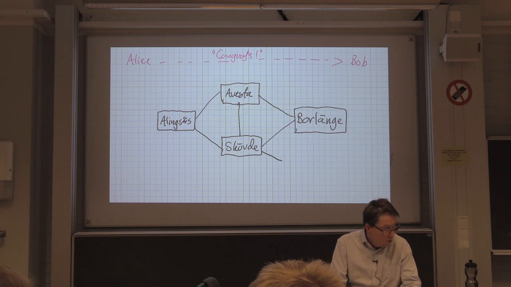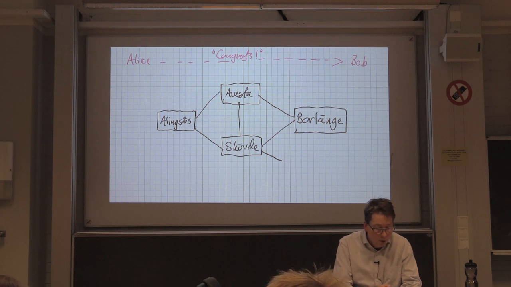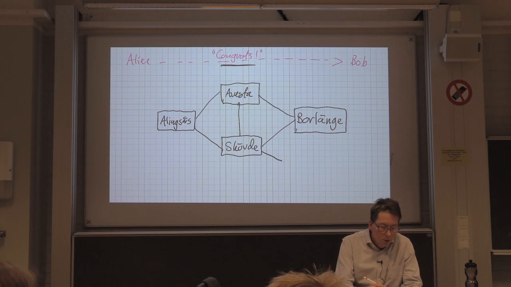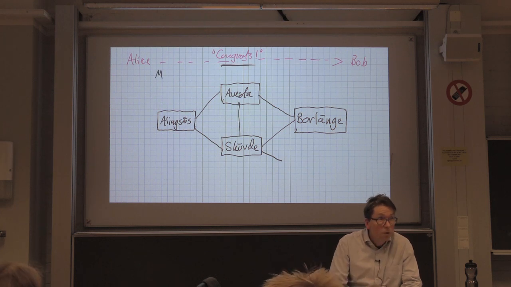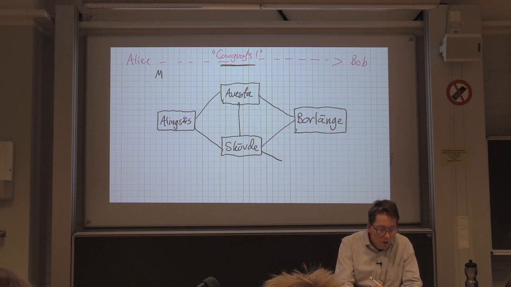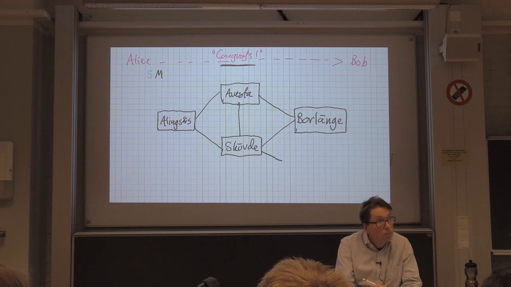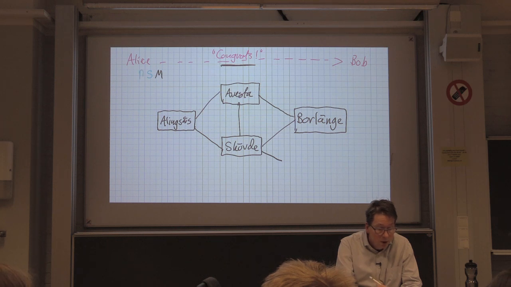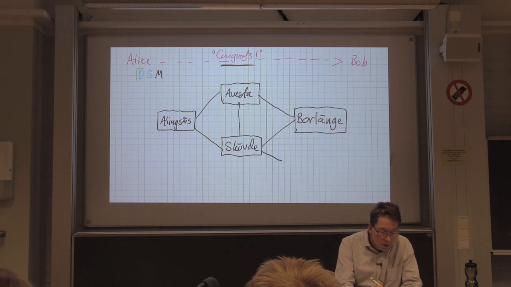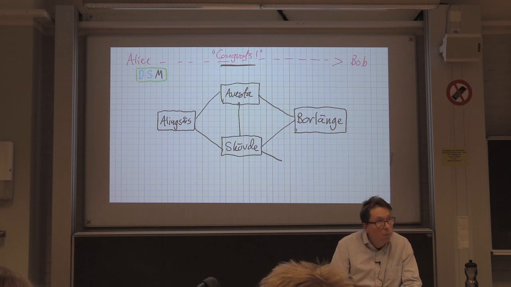Okay, so then Alice formulates her message. She knows her message, which is this congratulations here. So that's your message, M, let's call it. And then she puts on the addresses which are needed. Her own address, which is the source address, Alice in Alingsås. And then the destination address, D, which is Bob in Borlänge. And then all of this makes up the telegram from Alice to Bob.